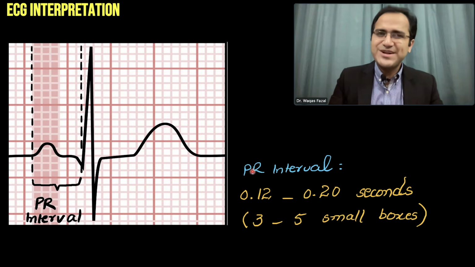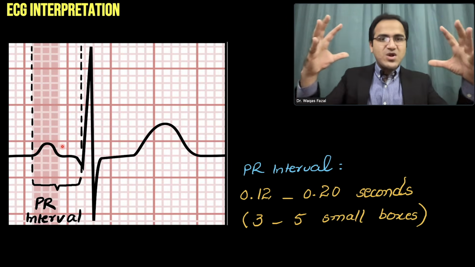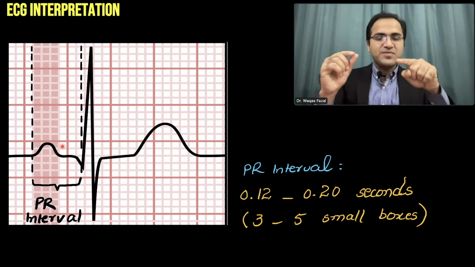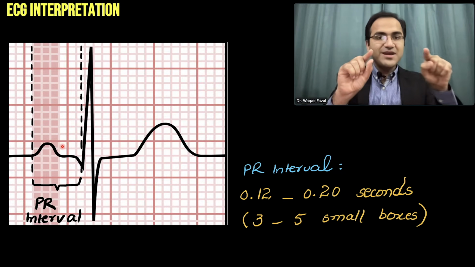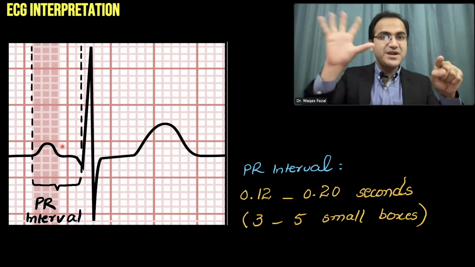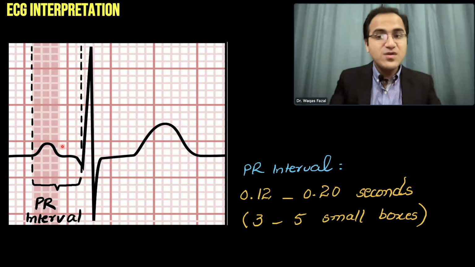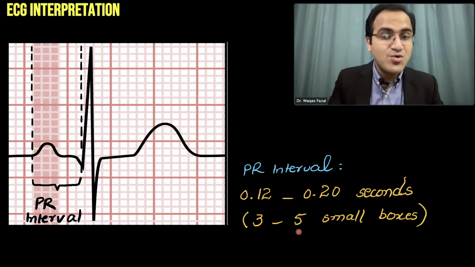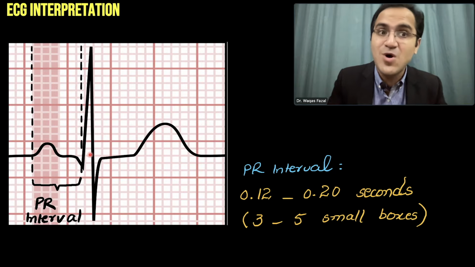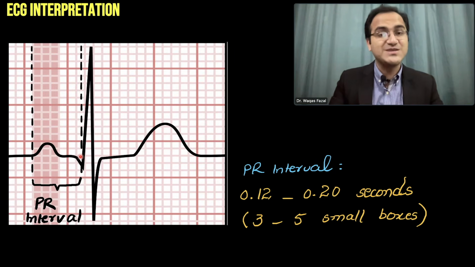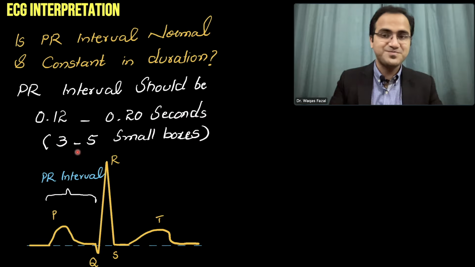And if PR interval is prolonged, what it means is that when the atria are contracting, you see a P wave, but it is taking a long time for the signal to travel from atria to the ventricles. Therefore, you see prolongation of PR interval. If the PR interval is more than 5 small boxes, it means it is taking a longer time for the signal to travel from atria to the ventricles and there is a block. So that is the significance of understanding the PR interval.